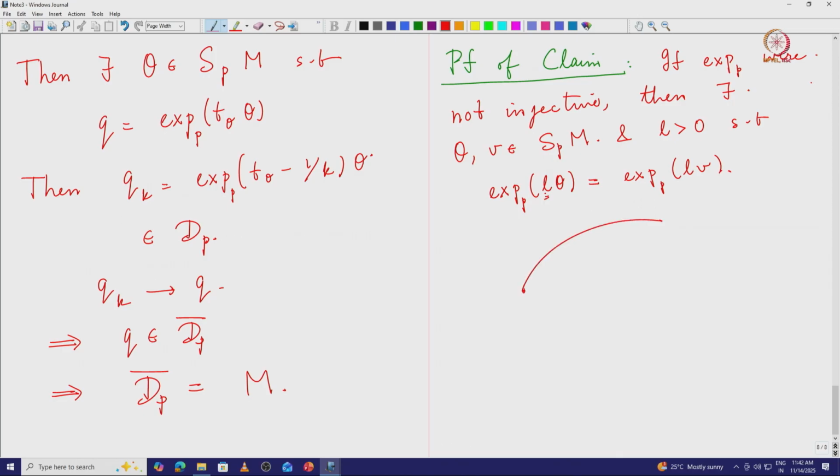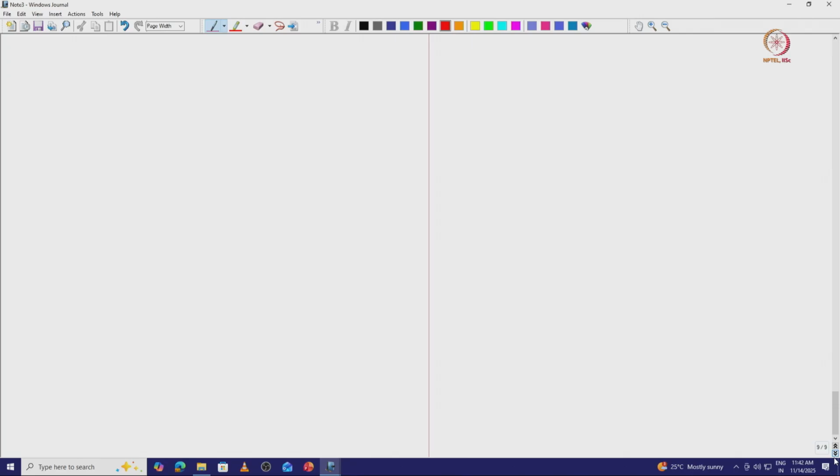you basically have two geodesics coming together, right. So this would imply that the point Q is in the cut locus, which would be a contradiction, right. So this would be a contradiction. Okay, so the exponential map is injective on this domain.